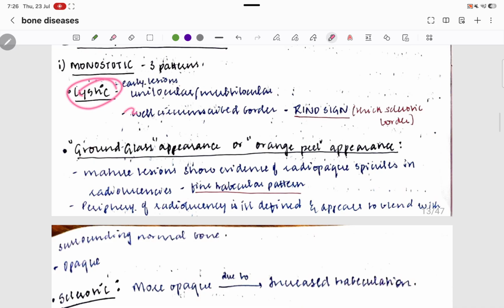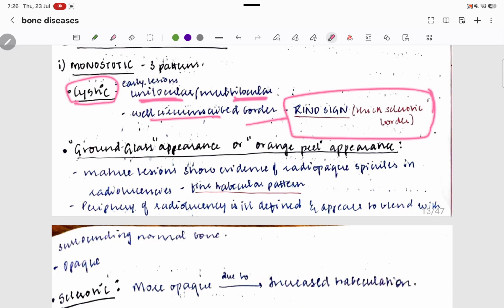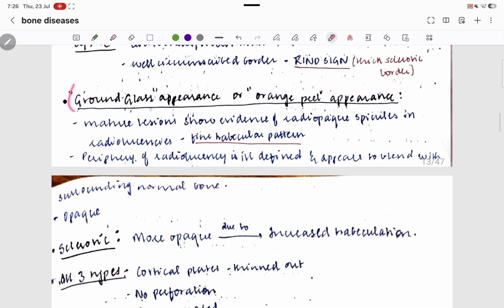there is something called cystic. If it is cystic, then it is unilocular or multilocular with a well circumscribed border. A rind sign is seen with a thick sclerotic border. Then you see a ground glass appearance in fibrous dysplasia, which is like an orange peel appearance. It is seen in the mature lesion.